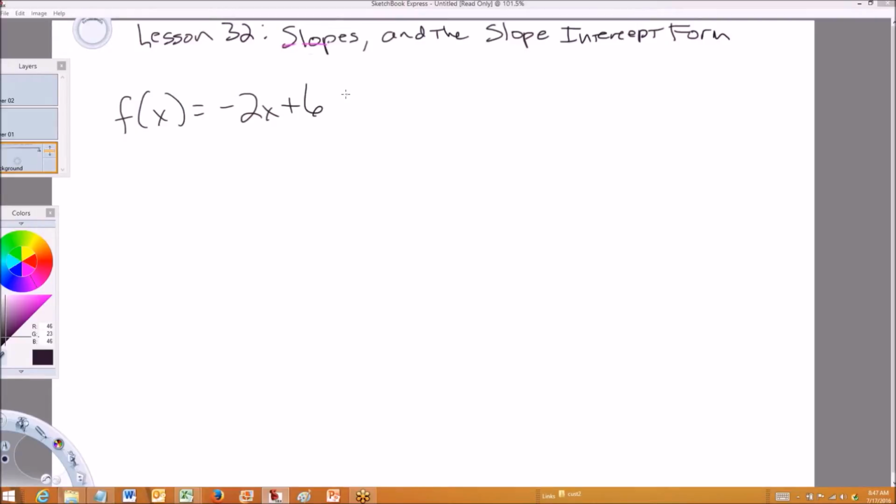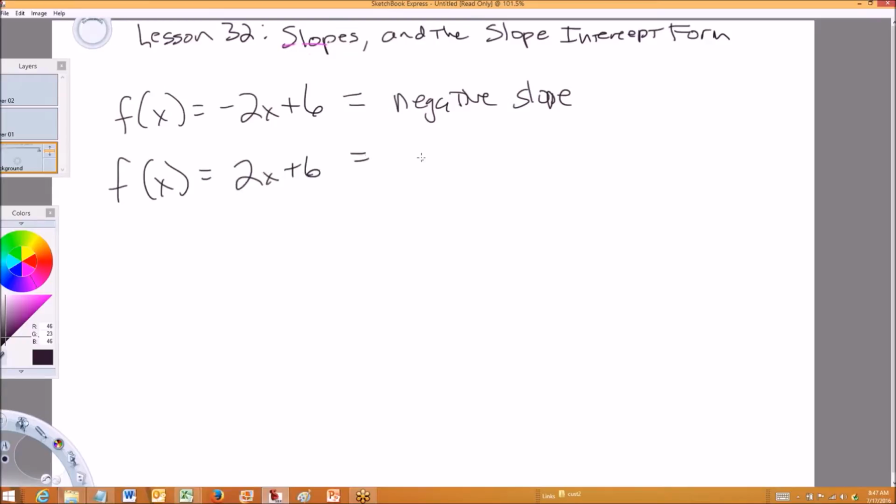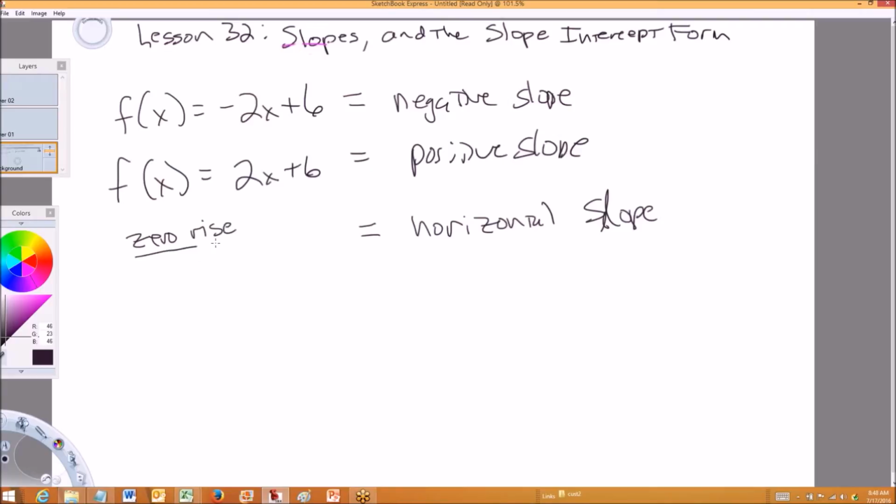Clearing the slate, and just to recap on our original equation, that results in a negative slope. If we had this function, that is a positive slope, because this value is positive. So what do we have to have if we want a horizontal slope? Well, horizontal slope means there's 0 rise over a given number of runs or clicks or horizontal increments. That means slope would be 0.